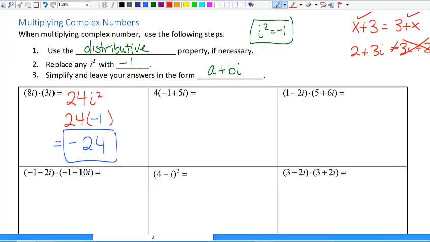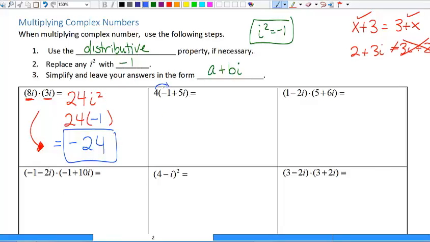Now this first problem is really cool because 8i times 3i, that's two imaginary numbers, and two imaginary numbers multiplied together give a real number. This is going to be very helpful for us when we do division and we're trying to get the i's out of the denominator. So be looking for that in the upcoming lesson.